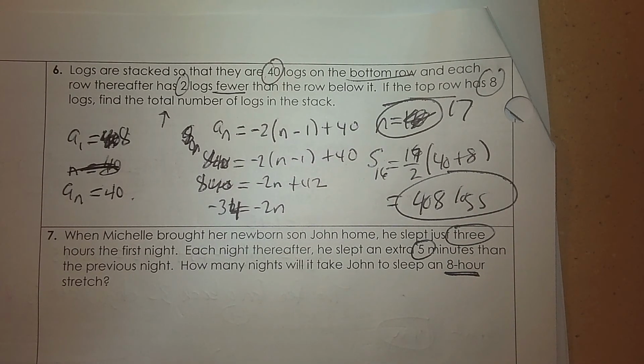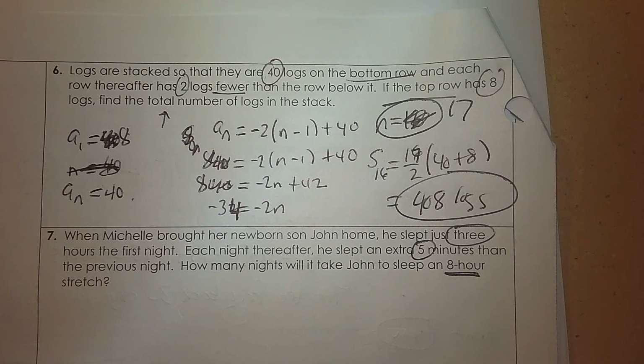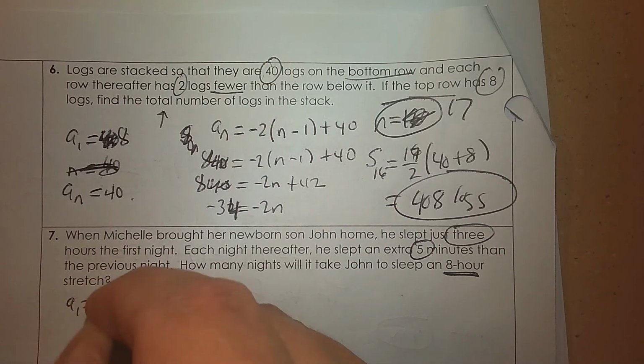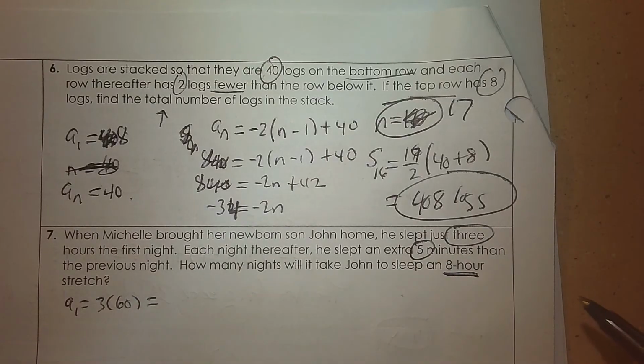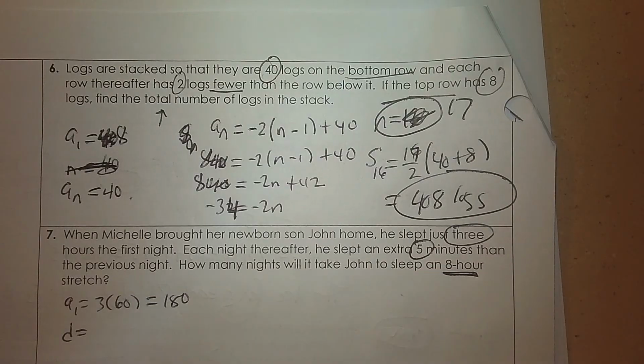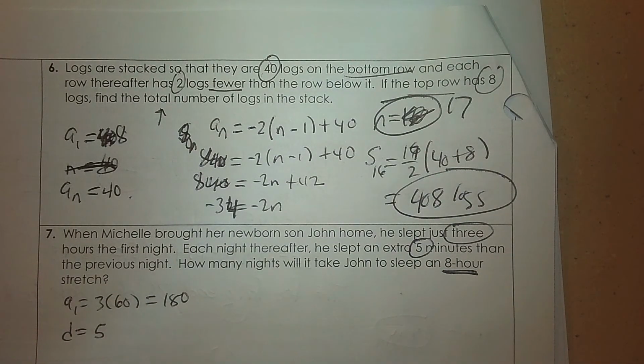Is this geometric or arithmetic? An extra 5 minutes every night. What is that an example of? That's arithmetic, right? Adding 5 minutes every time. Now, listen. I don't like that we have hours and minutes. So I'm going to change it to 1 unit. So instead of 3 hours, I'm going to say that 3 hours is really how many minutes? And that our common difference is 5. And I want to know how many nights.